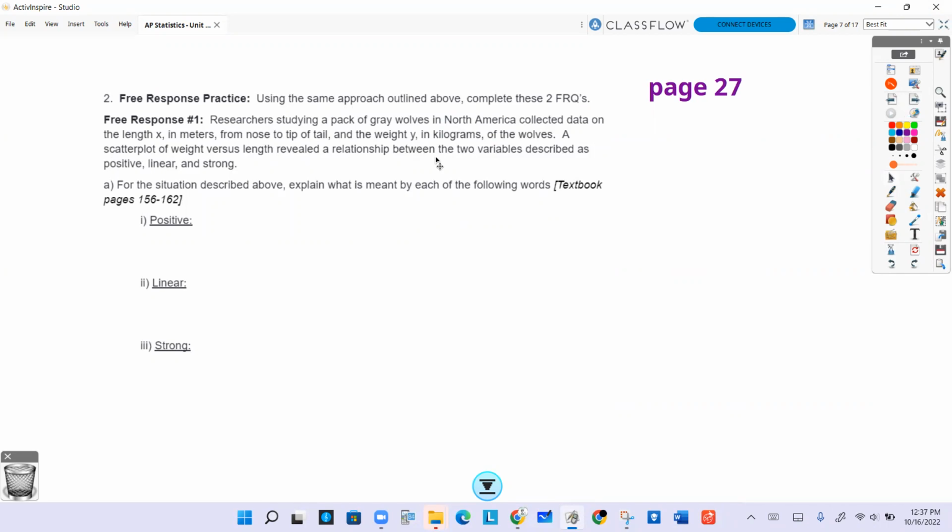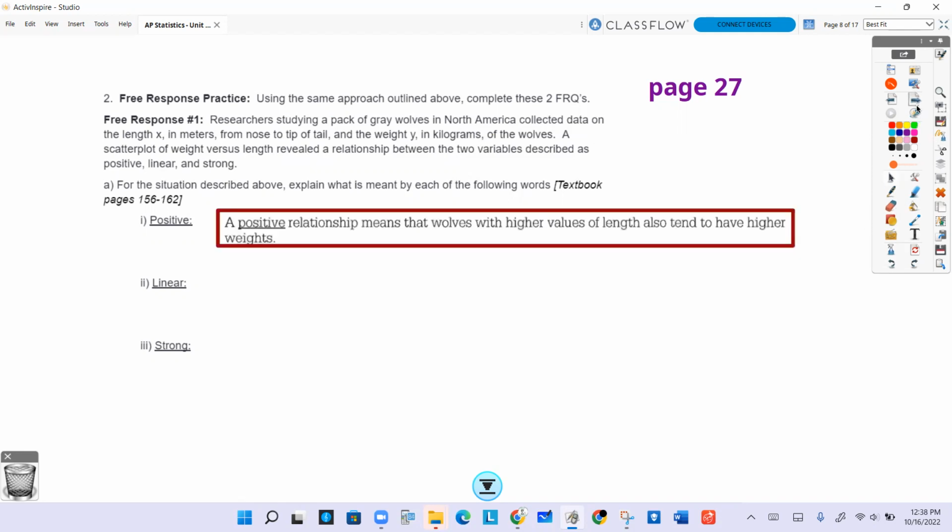So free response number 1, researchers studying a pack of gray wolves in North America collected data on the length x in meters from nose to tip of tail, and the weight y in kilograms of the wolves. A scatter plot of weight versus length revealed a relationship between the two variables described as positive, linear, and strong. And so in this situation, we want to explain what is meant by each of the following words. I'll have you refer to the scoring guidelines for these ones.